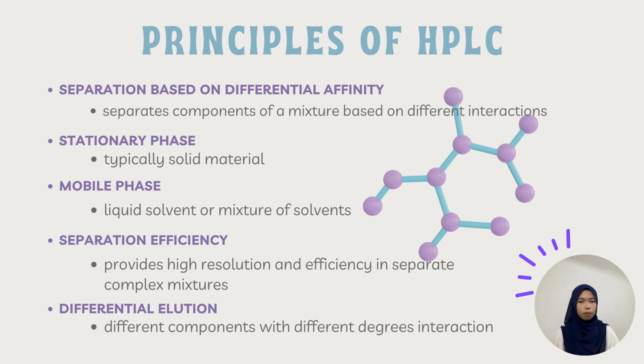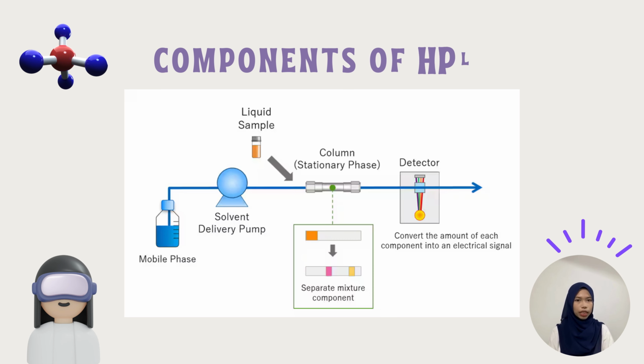Other than that, separation efficiency refers to the ability of the chromatography system to distinguish metformin from other present compounds. And lastly, differential elution. It can be employed to separate metformin from other components such as metabolites. HPLC components work together to separate and quantify metformin from a sample.